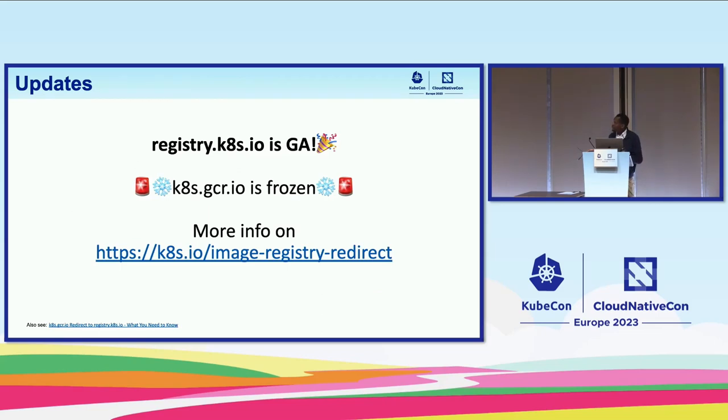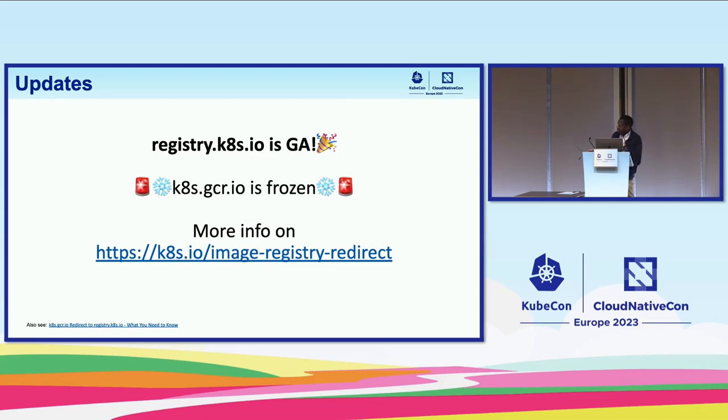So the first update is basically registry.k8s.io is GA. We made an announcement 8 months ago. We said anyone can use it. Now we want to freeze the old registry.